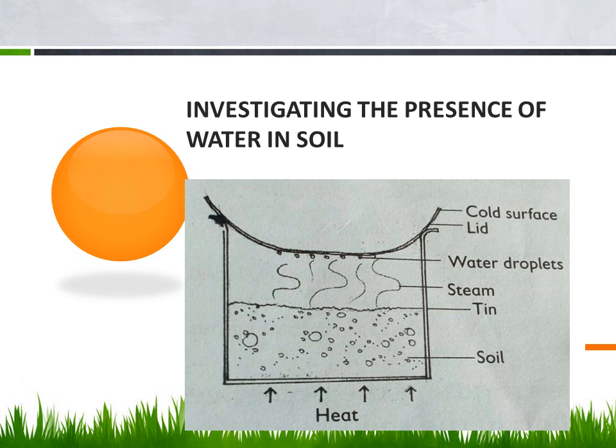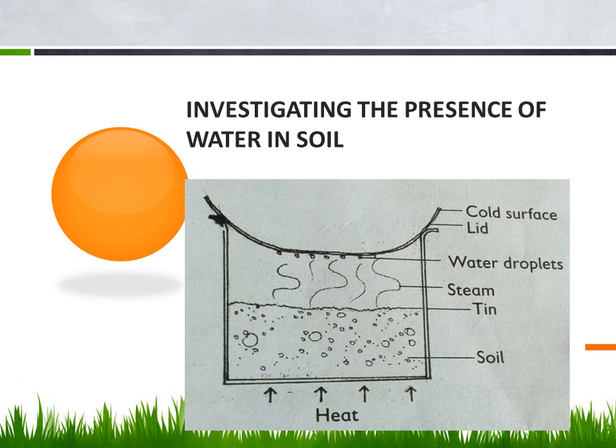Pupils, we want to do an experiment investigating the presence of water in the soil. How can you know that soil contains water? For you to carry out this experiment, you require the following materials. You need a tin, you need a source of heat, it can be a candle, you need some soil, you need a cold lid.